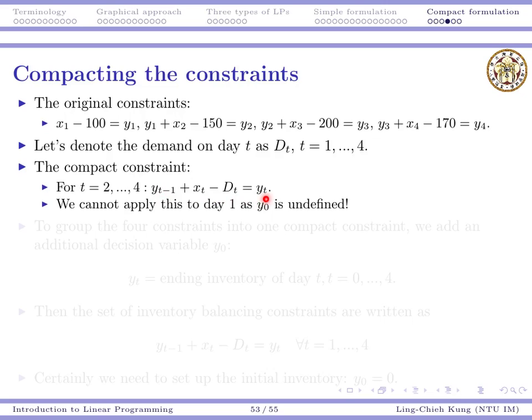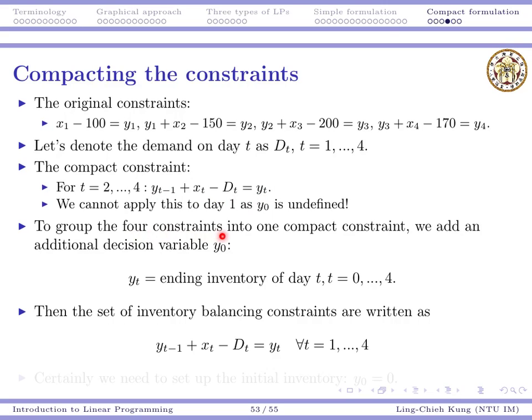So let's do this. I want to group all of them into one expression. So I am going to add one additional decision variable called y0. Again, I still call y_t the ending inventory of day t, but now this expression comes from 0 to 4. It's something like you are expanding the size of this set of decision variables. Previously, t is from 1 to 4, but now t is from 0 to 4. You have 5 inventory variables.